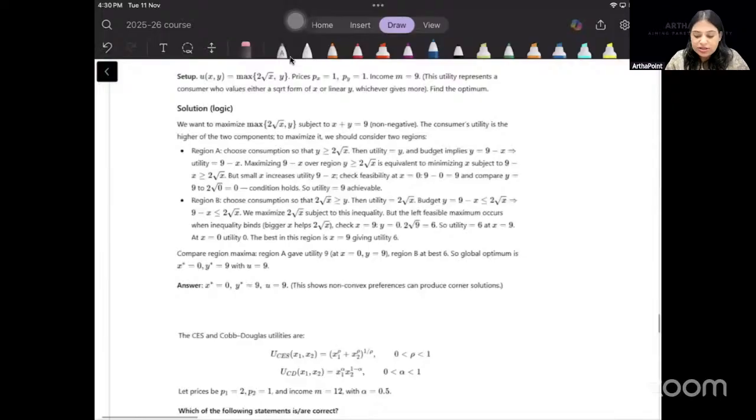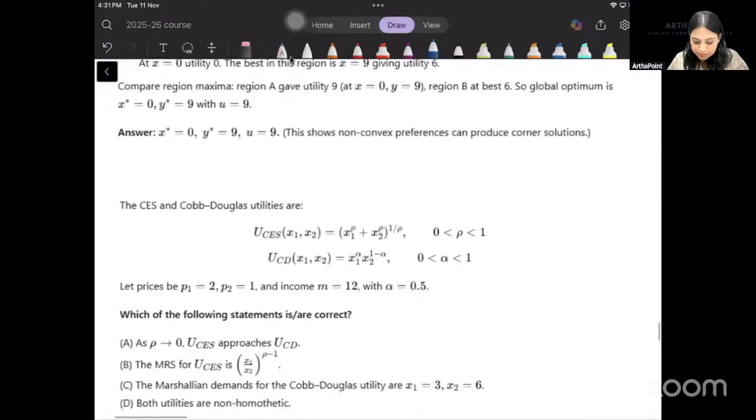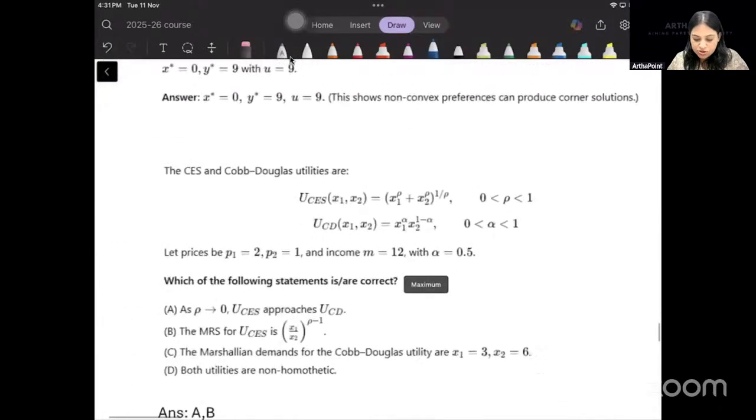I am not doing these non-MCQ questions. These are for you to revise. I have given you one type of each utility function. So come to this one. Give this one a try.